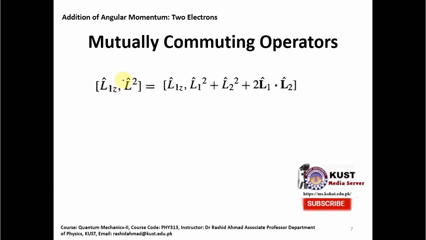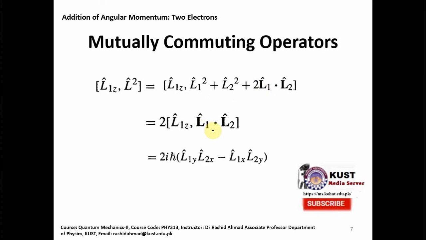So if I put in here the value of L square, that will be L1 square, L2 square, and this cross term. And now these are actually three commutators, because L1Z goes with L1 square, L1Z goes with L2 square, and L1Z will also go with 2 L1 L2. The first two commutators vanish, because L1 square commutes with L1Z and L2, but the last commutator is not equal to 0. Actually it is equal to this quantity, and you will be wondering how this third line comes out from the second line.